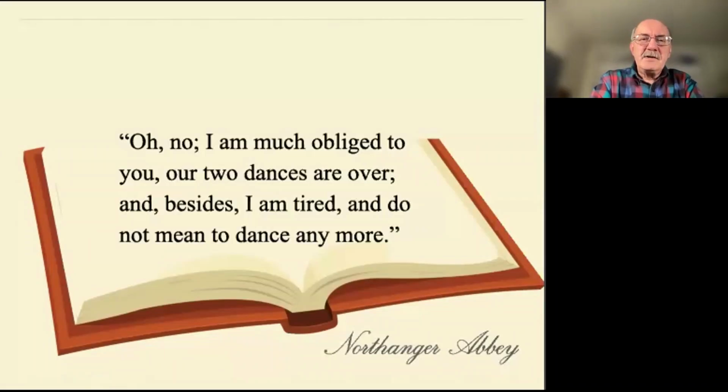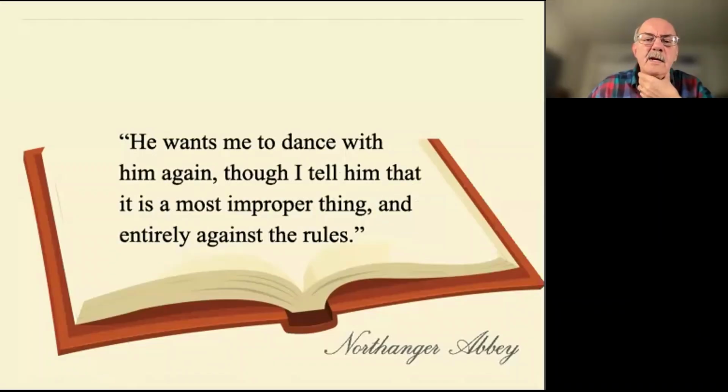In the mid-1700s, when Jane Austen's parents were dancing, it was common to have one partner throughout the evening. But by her time, generally you did 2 dances with the same partner, and that was enough. Then you moved on to someone else. Here someone has danced and wants to go again. No, against the rules.